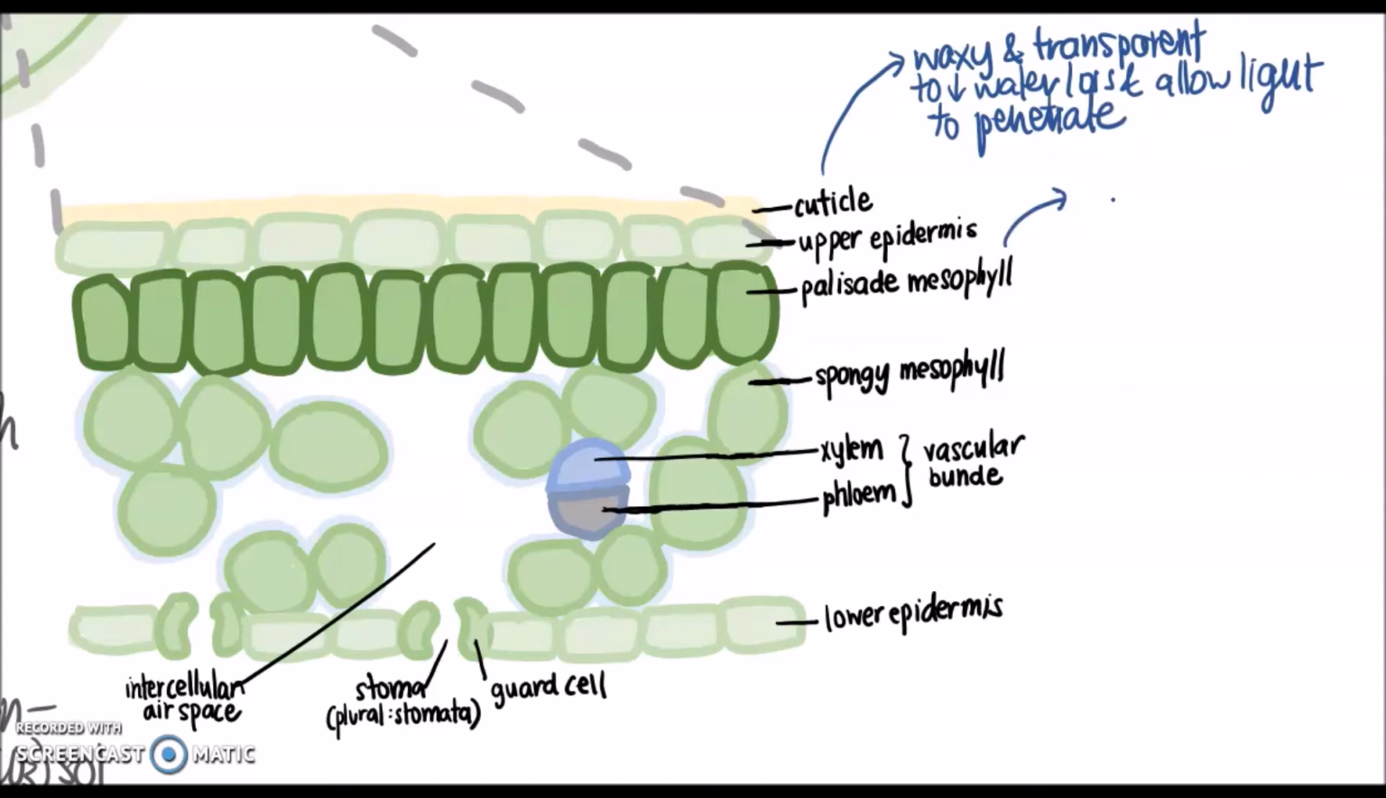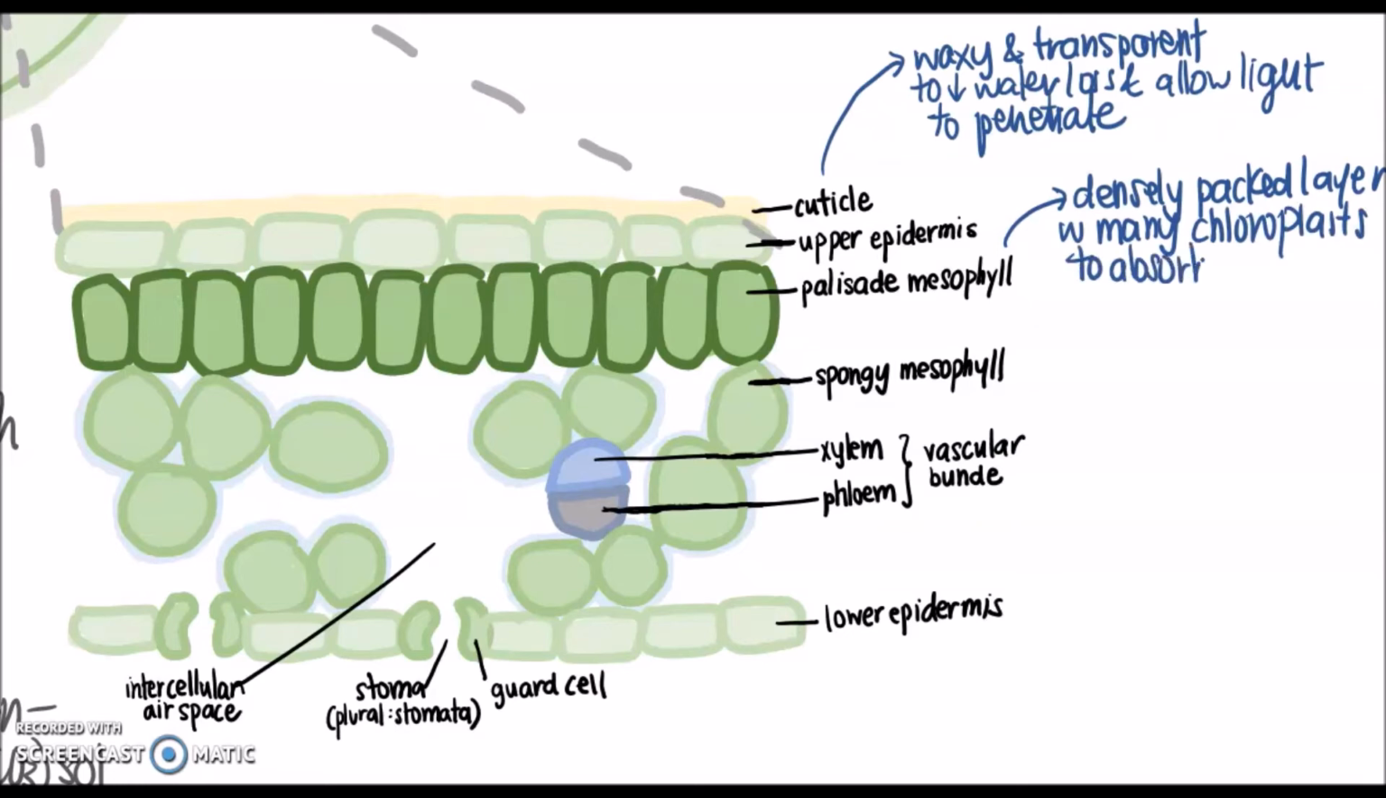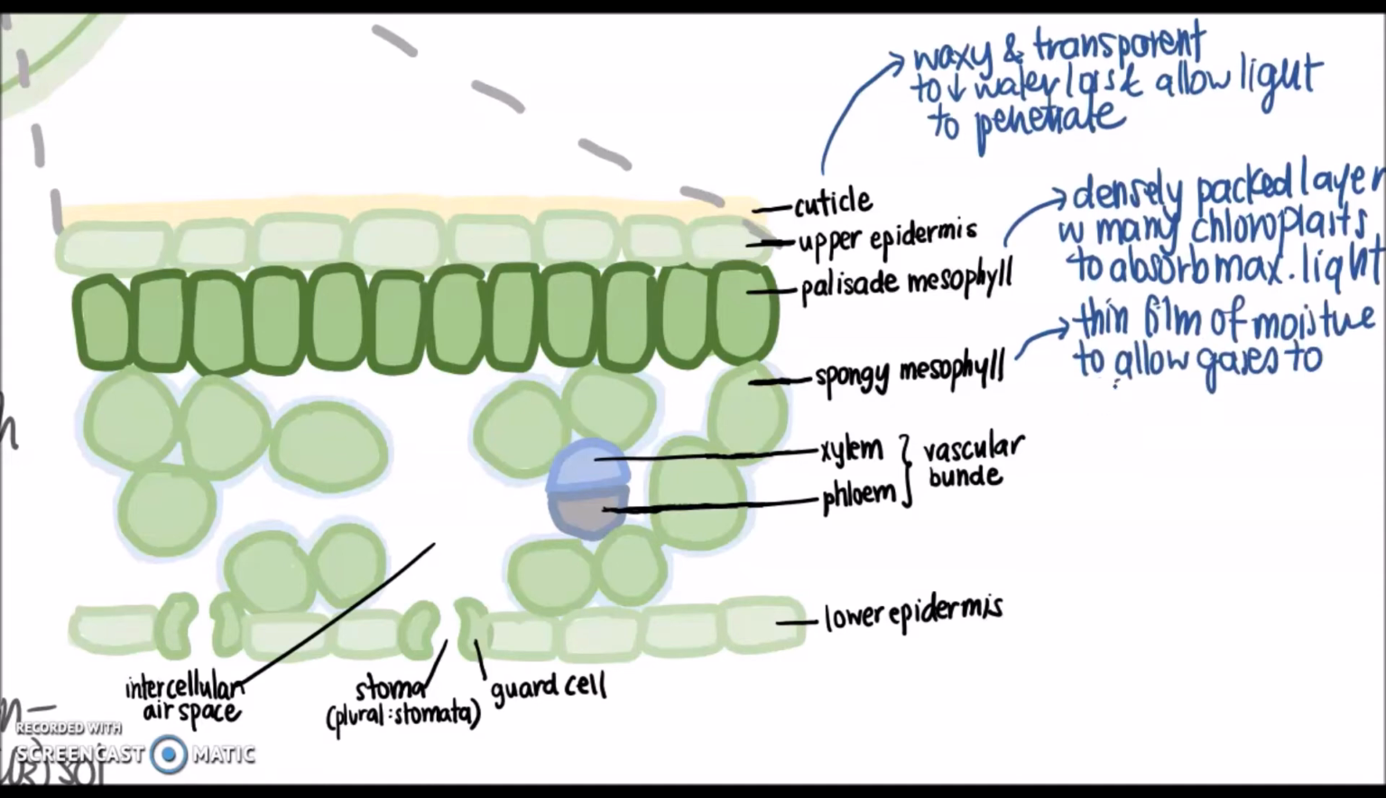The palisade mesophyll. Now you can see that they are very densely packed. Normally it's 1 or 2 layers, and it has many chloroplasts to absorb the maximum light for photosynthesis. We also have the spongy mesophyll, which has a thin film of moisture to allow gases to dissolve. You realize that it also has a lot of intercellular air space for gaseous exchange. We will talk about that later.